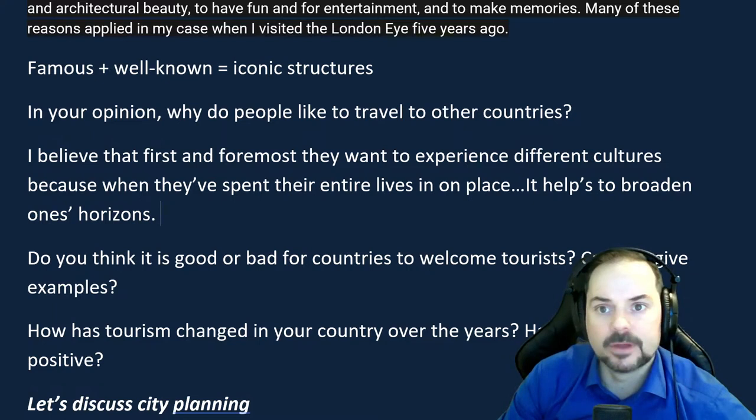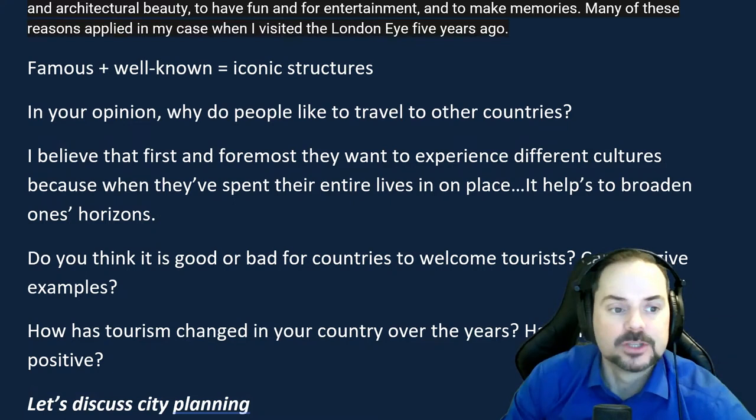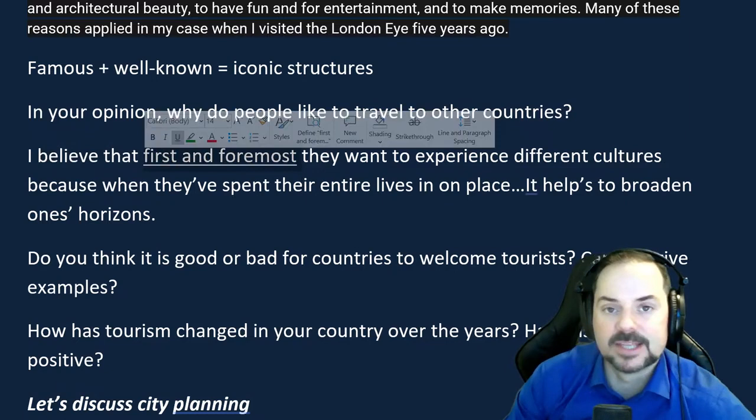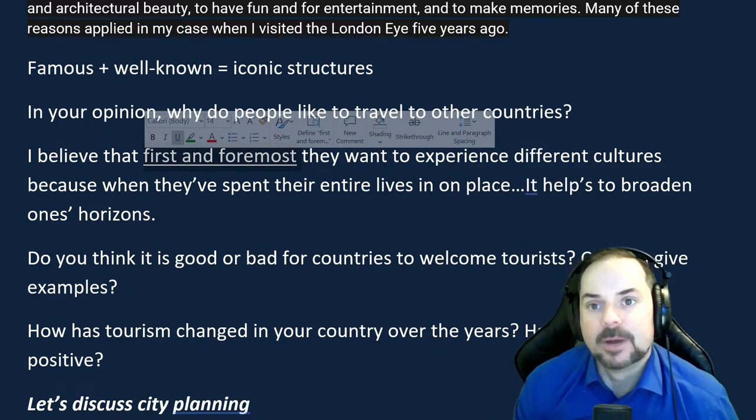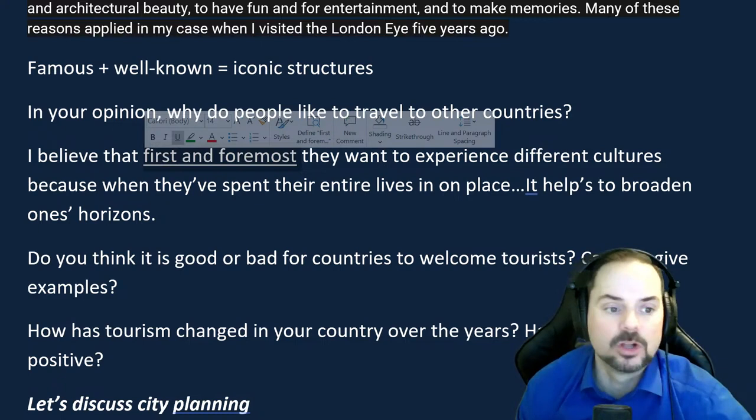We had a couple of people in the chat asking about using templates, and I'm going to work backwards here a little bit. The question was, in your opinion, why do people like to travel to other countries? And you said, I believe that first and foremost. First and foremost is a phrase that could be perceived as a template, right? Some students use this. But the way you're using it in this context is so accurate that it's not a template, it's just natural. You would hear people say, well, naturally, first and foremost, they want to experience different cultures because they've spent their entire lives in one place. So it's to help broaden one's horizons.